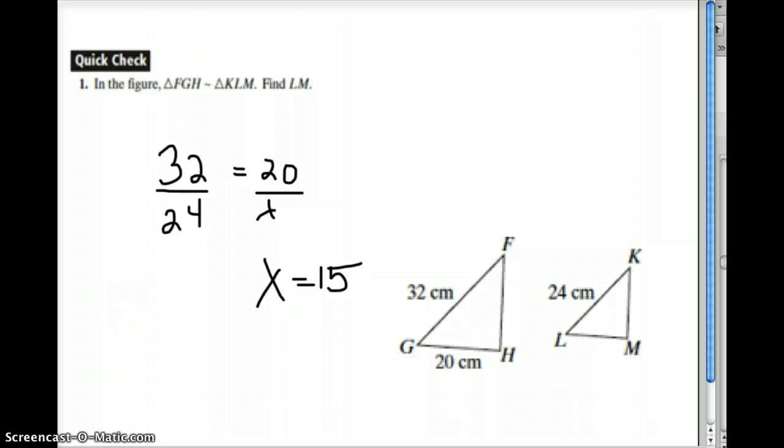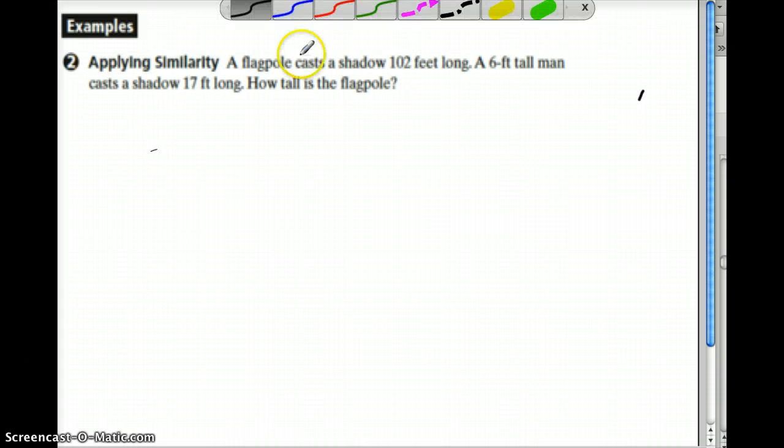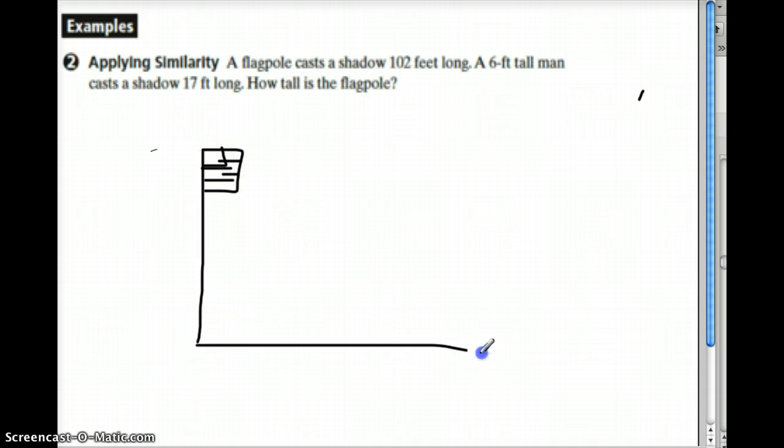All right, let's look at the next drawing here. I'm going to actually draw this one out for you. So we have a flagpole, and it is casting a 102-foot shadow. So here's my flagpole. Okay, anytime you're doing problems, get an image in your head. There's my flag. Okay, there's my little stars and stripes. And its shadow is going to be 102 feet long.